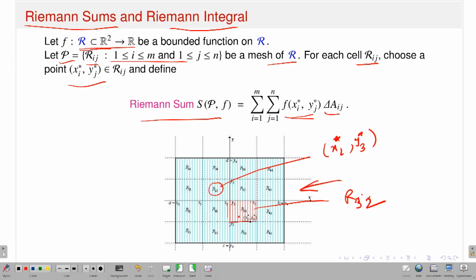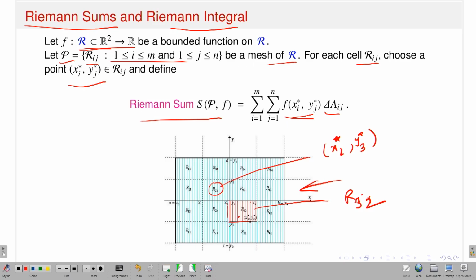This time I have a rectangular region. I am taking a partition, considering the subrectangular cell R_ij, taking a point (x_i*, y_j*), and making a Riemann sum: sum over i, sum over j, because that many subrectangles are there for my given rectangular region. Then you evaluate my function at that point, multiply by the area of this rectangular region R_ij, and take the sum. This time we have a double sum, because I am taking partitions in R^2, in the x-axis as well as the y-axis. This is a Riemann sum.